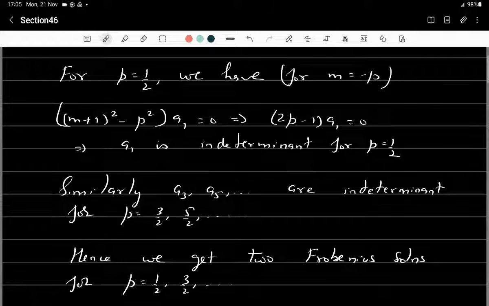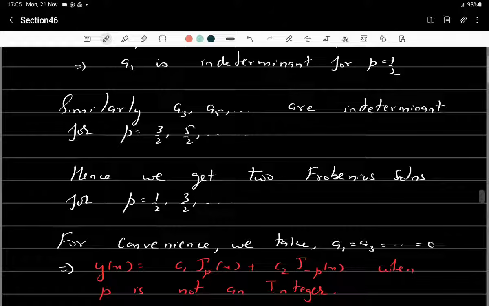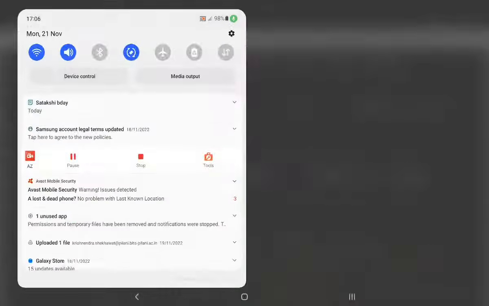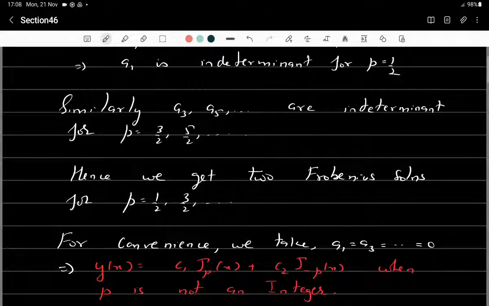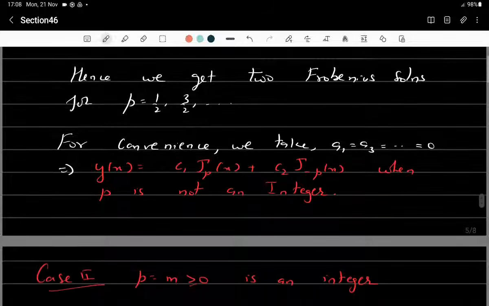And if I assume them to be 0, then for all these values, p is equal to half, 3 by 2 and so on, my y of x would be c1 Jp(x) plus c2 J minus p(x). It means what I need to remember is that if p is not an integer, then my y of x would always be c1 Jp(x) plus c2 J minus p(x).